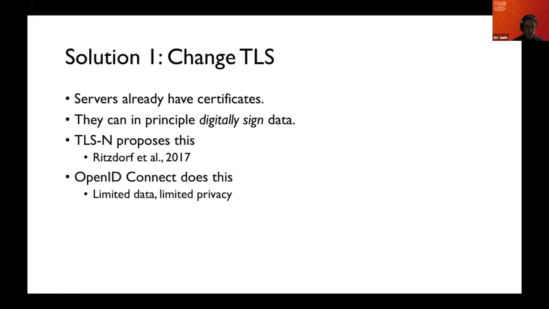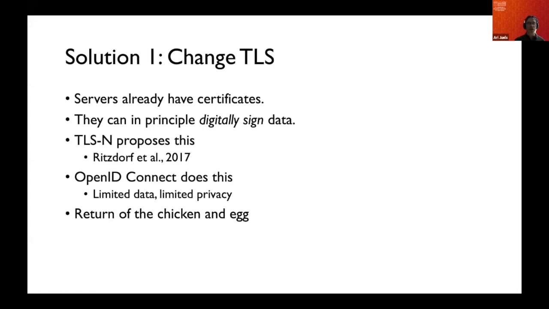Similarly, there is a standard called OpenID Connect, an adjunct to OAuth 2.0 that does this for certain types of data. And in a limited privacy model, OpenID Connect allows servers to digitally sign data so that users can relay it to a third party. The problem with both of these approaches is that they require server-side modification. And OpenID Connect is somewhat widely used, but not universal, and certainly not universal as far as the types of data that are typically signed by servers using it.